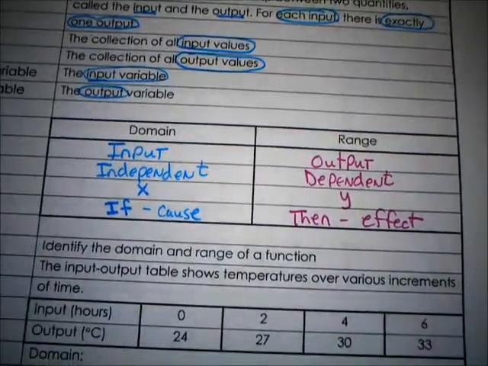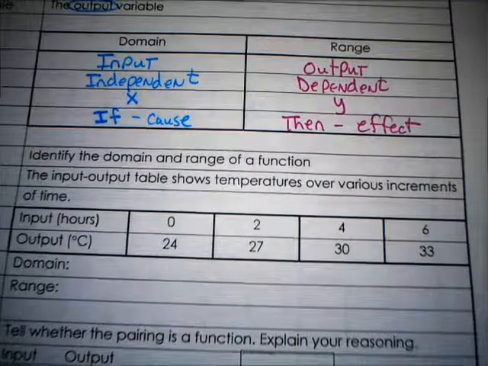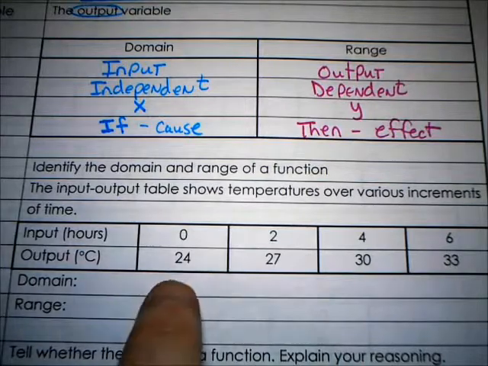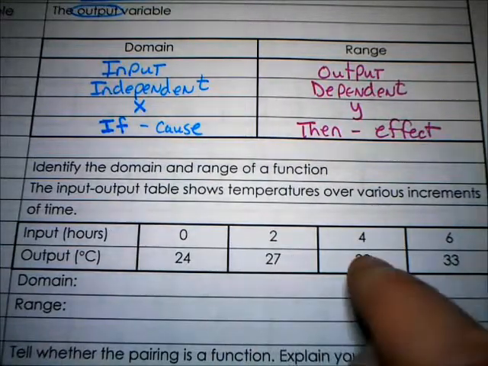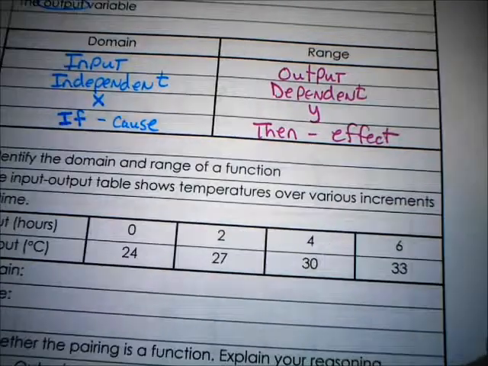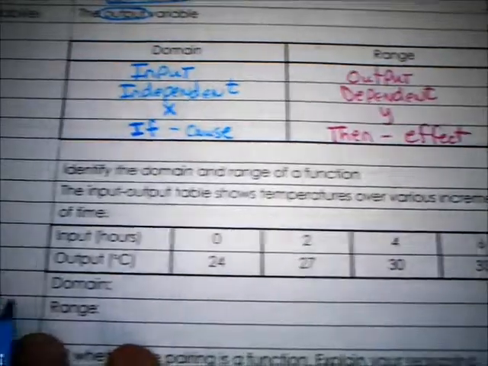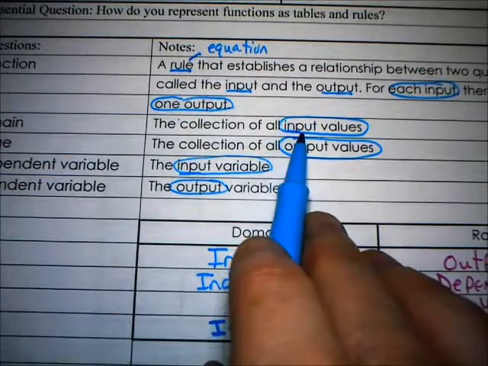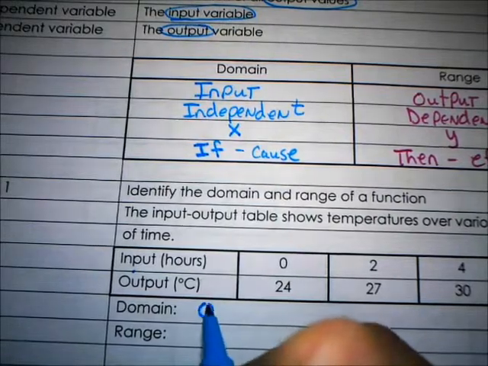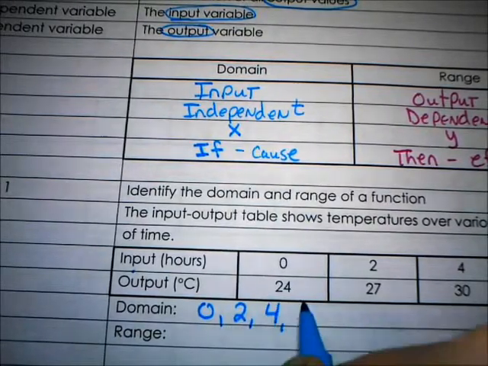Alright, on our first example, it says we want to identify the domain and range of the function. The input and output table shows temperatures over various increments of time. So it's like at 0 hours, our temperature was 24, 2 hours is 27, 4 hours is 30 degrees, 6 hours is 33 degrees, and this is all Celsius. So the domain and range is what we got to indicate. And remember, up here, the domain is all your input values. If I look at my table, my input values are the hours. So my domain will be 0, 2, 4, and 6.